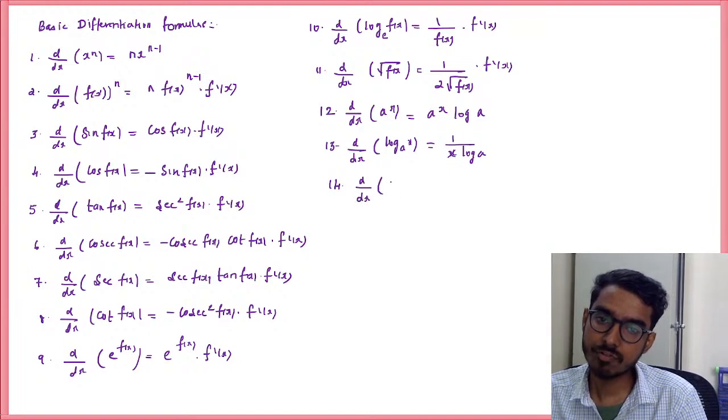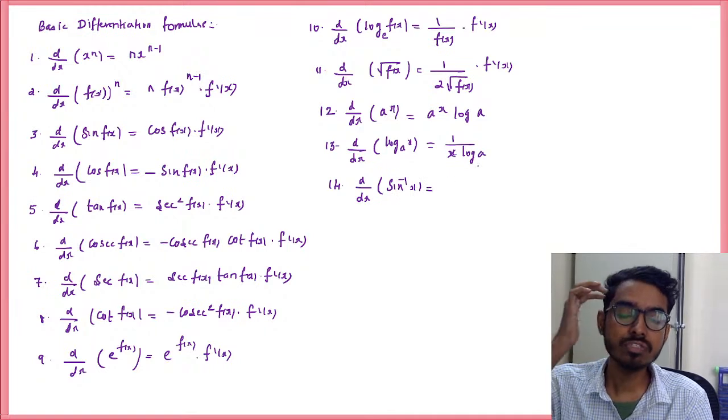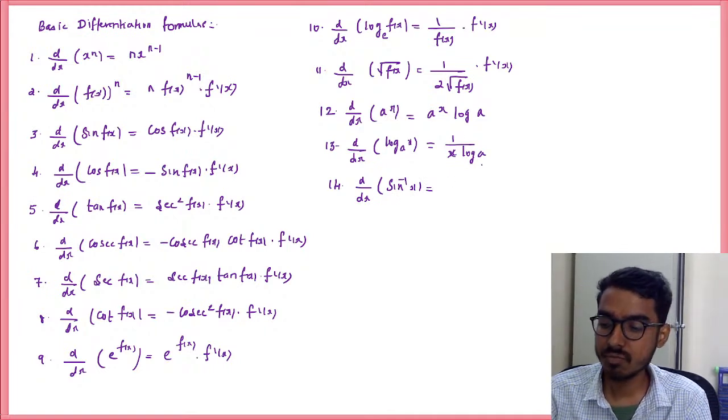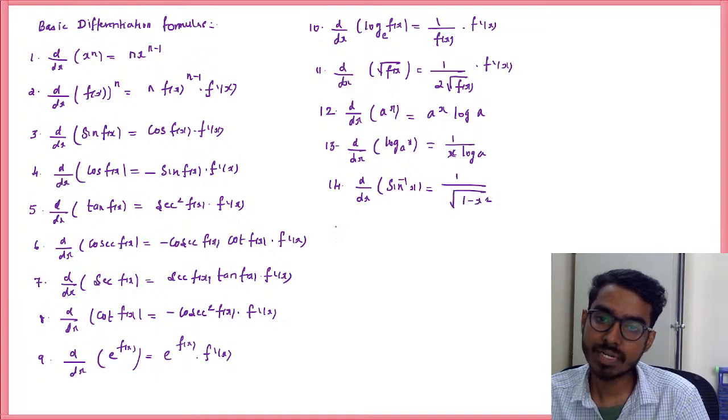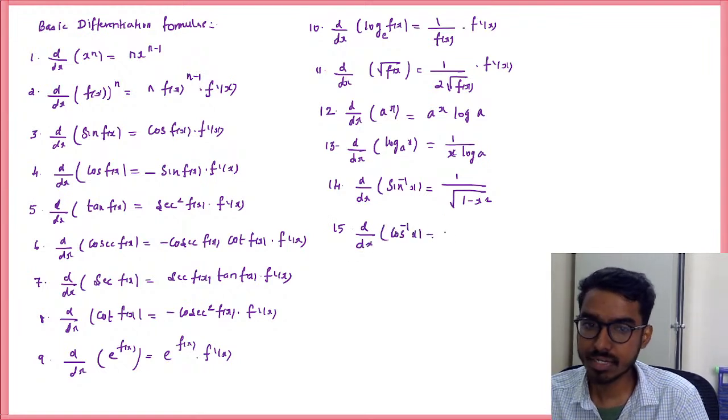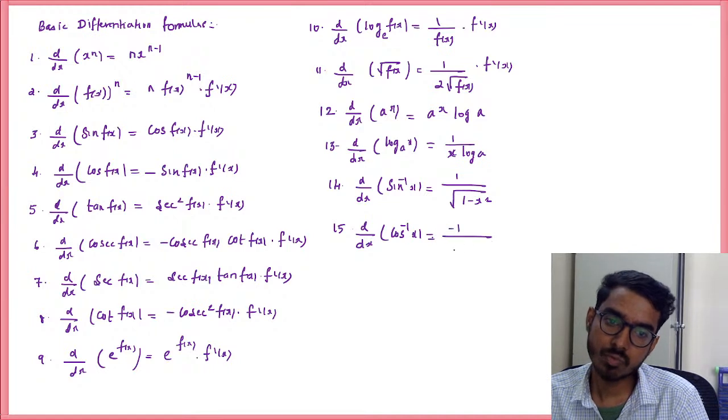14th, d by dx of sine inverse of x, right? So we list out the formulas for inverse trigonometric function derivatives. It will be 1 divided by root of 1 minus x square. d by dx of cos inverse of x will be minus 1 divided by root of 1 minus x square.